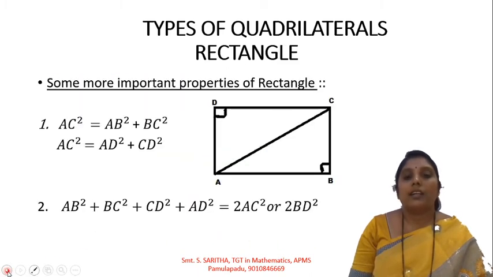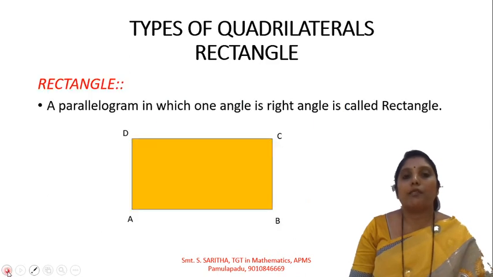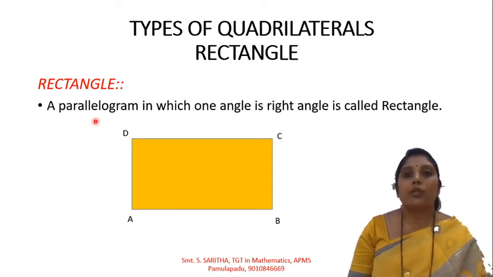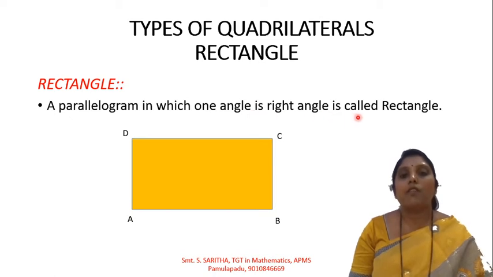Next, discussing another type of parallelogram called rectangle. In a parallelogram, you know that the angle is not equal to 90 degrees. Suppose in a parallelogram, if one of the angles is 90 degrees, then that parallelogram is named a rectangle. So, a rectangle is a parallelogram in which one of the angles is 90 degrees.